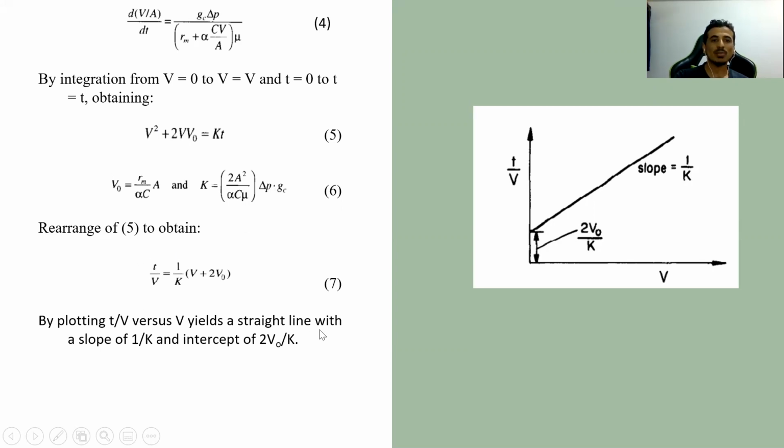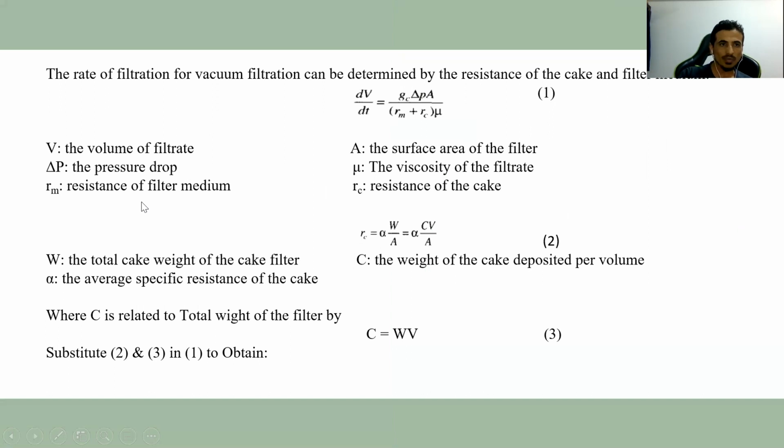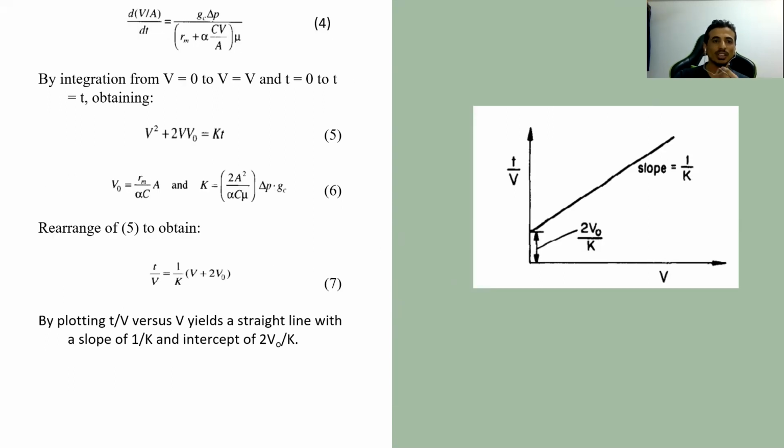This equation 7 can be used to obtain a straight line. This line has a slope of 1 over k and an intercept of 2 v naught over k. So from this line, we can determine the k and v0. After we determine the k and v naught, we can calculate the resistance and the average specific resistance of the cake. So that's all about the mechanism.